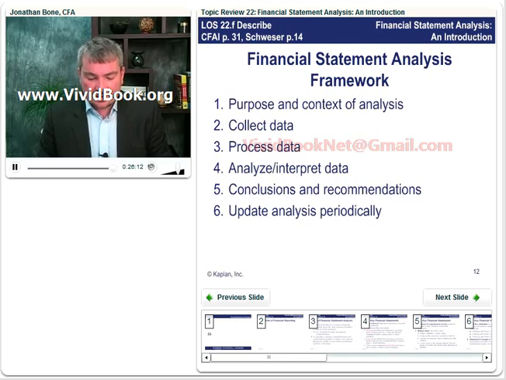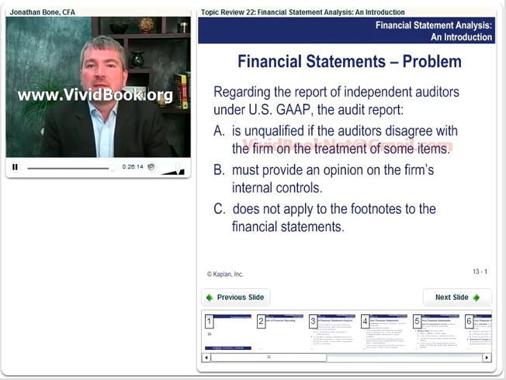Okay, so let's have a little look at a question here. Regarding the report of independent auditors under US GAAP, the audit report, well, let's have a look. A: is unqualified if the auditors disagree with the firm on the treatment of some items. No, of course that would be a qualified audit report. B: must provide an opinion on the firm's internal controls. Well, remember this is true under US GAAP but not under IFRS, but the question specifically says US GAAP, so it looks like B is our answer.